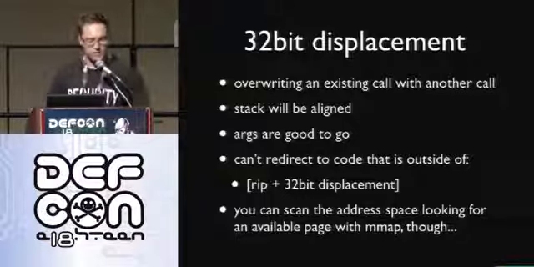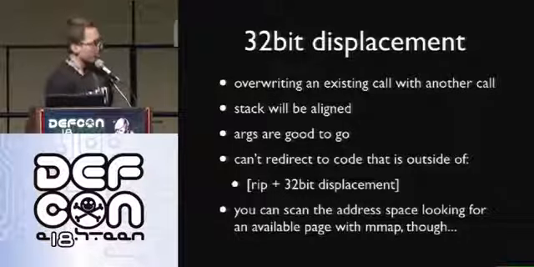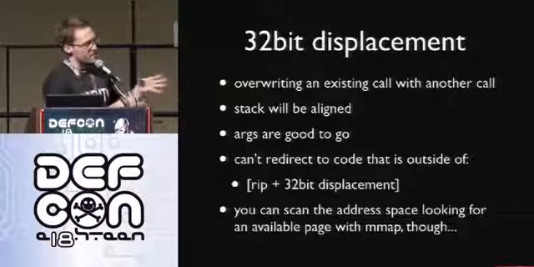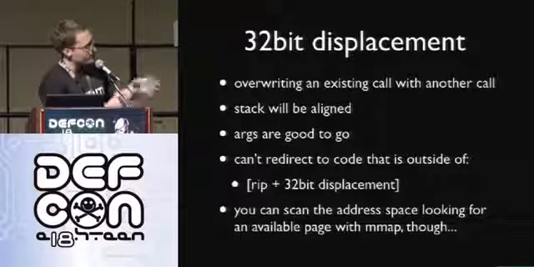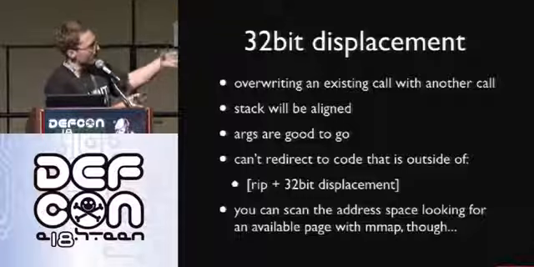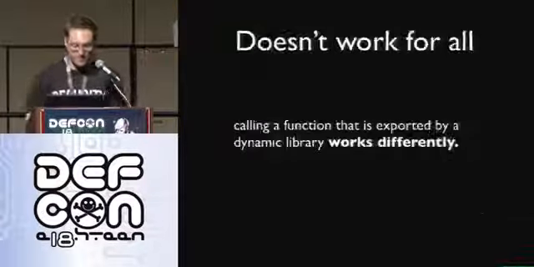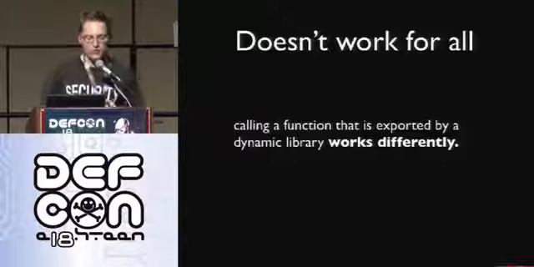The only way to get around this is to scan the address space, searching for a free slot where you can mmap a page in to put in a bunch of code to call. So that's how you get around that. You basically just scan the address space, calling mmap within that instruction pointer plus 32-bit displacement window. And that works, but it doesn't work for everything.